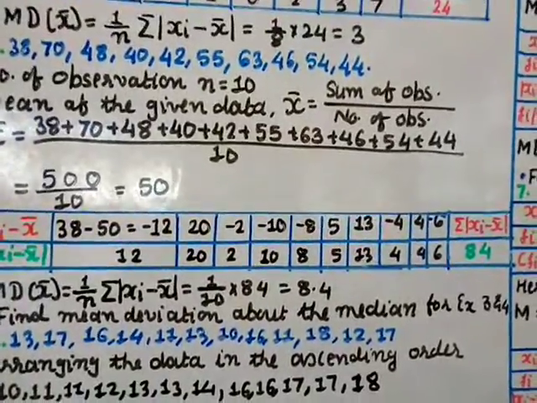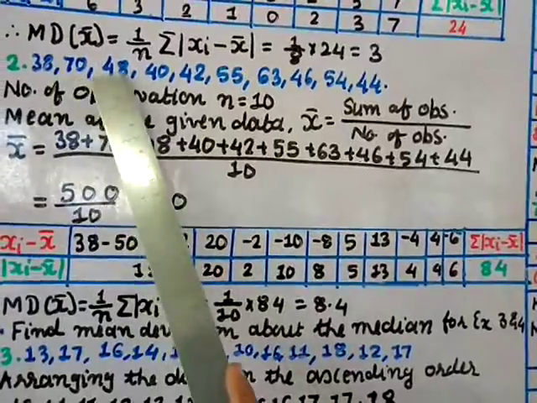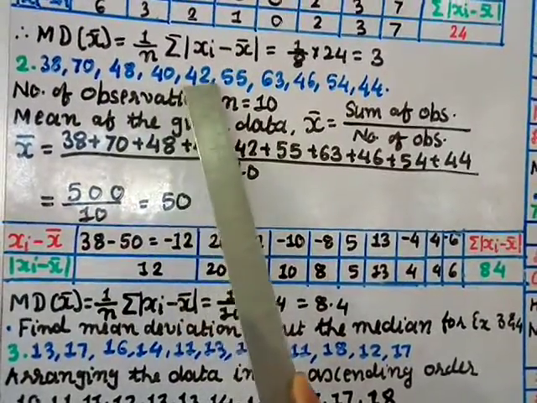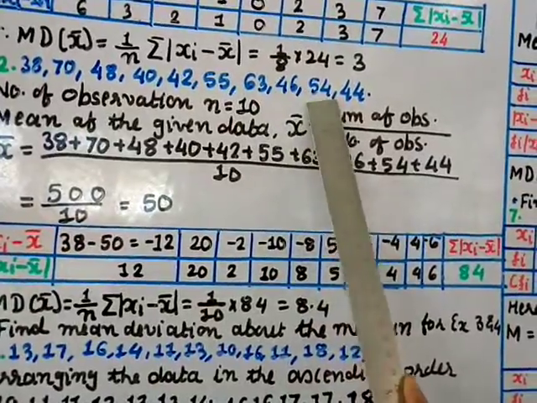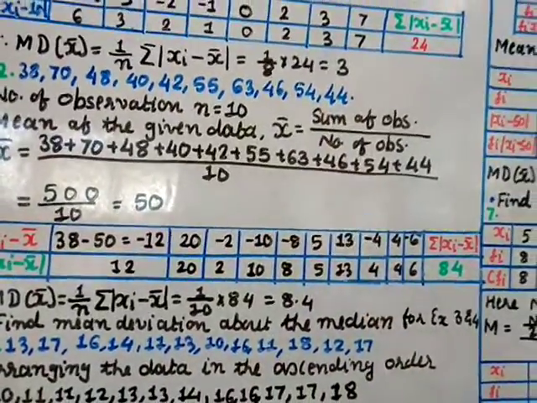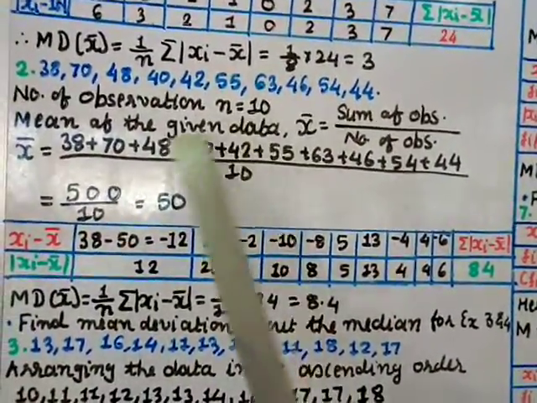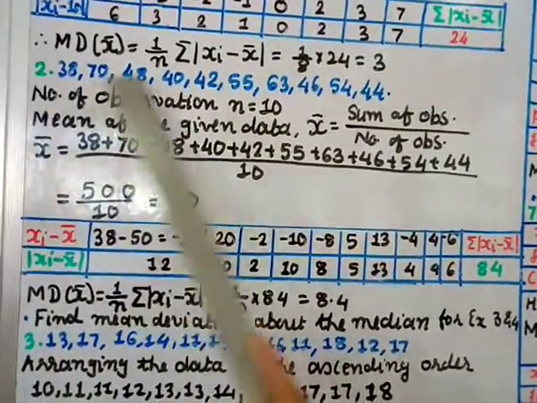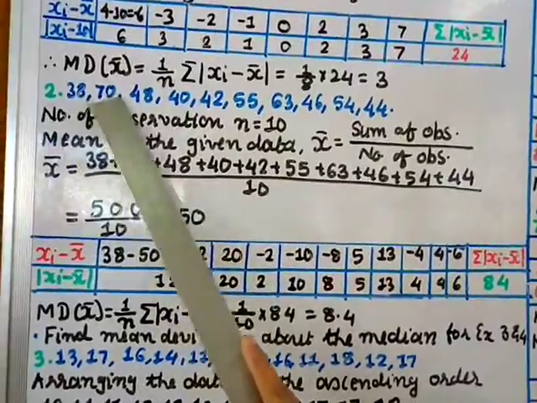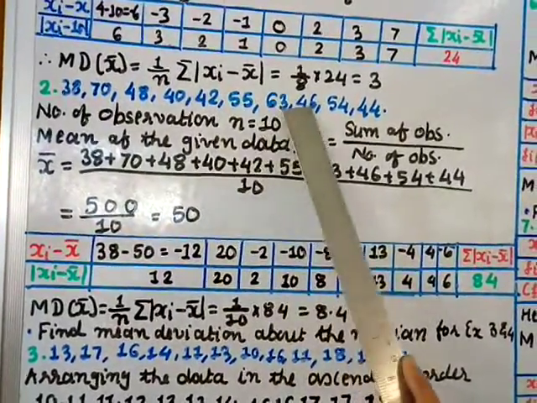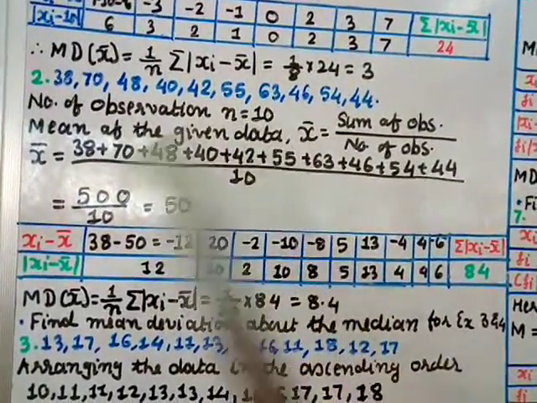Question number 2. The given data is 38, 70, 48, 40, 42, 55, 63, 46, 54, 44. Number of observations, small n, is equal to the count of how many observations are given. When you count 1, 2, 3, 4, 5, 6, 7, 8, 9, 10, it is 10. So n equals 10.